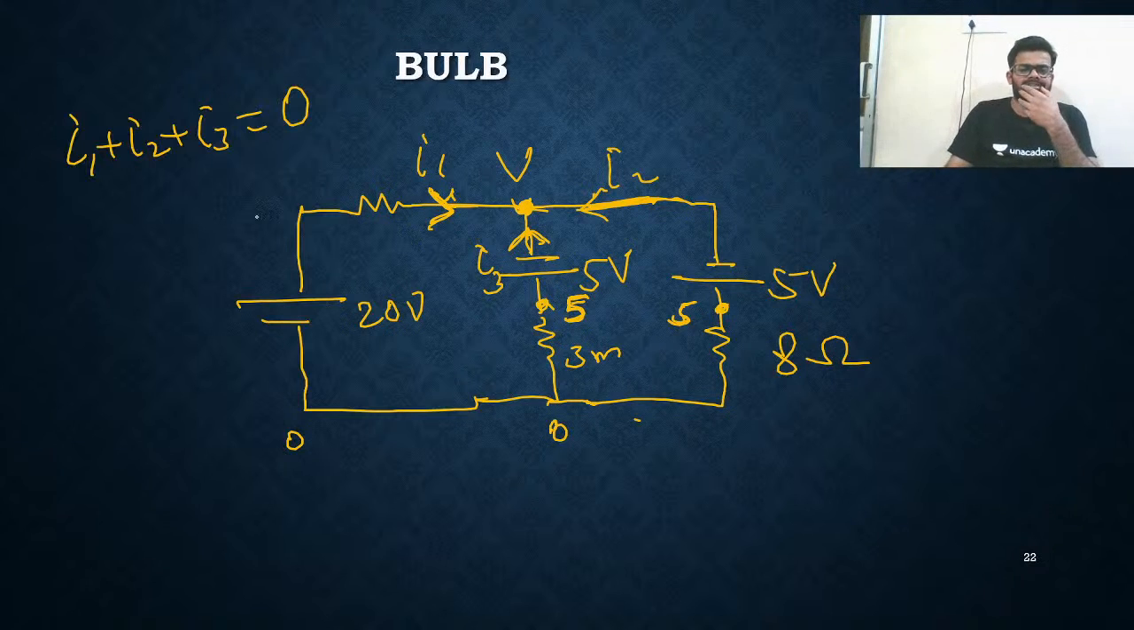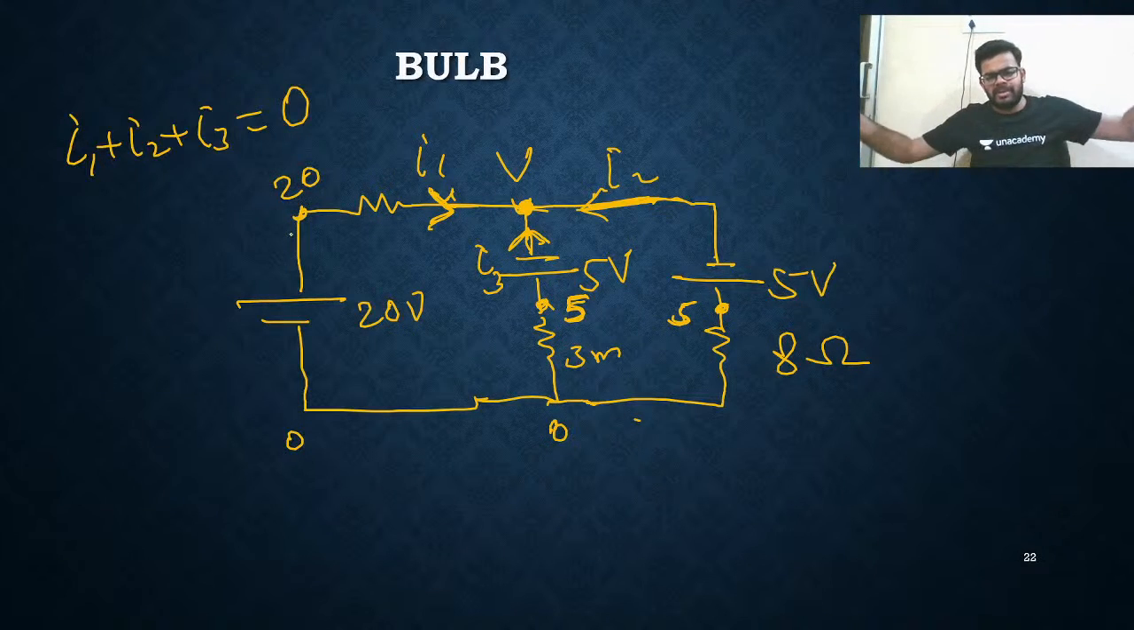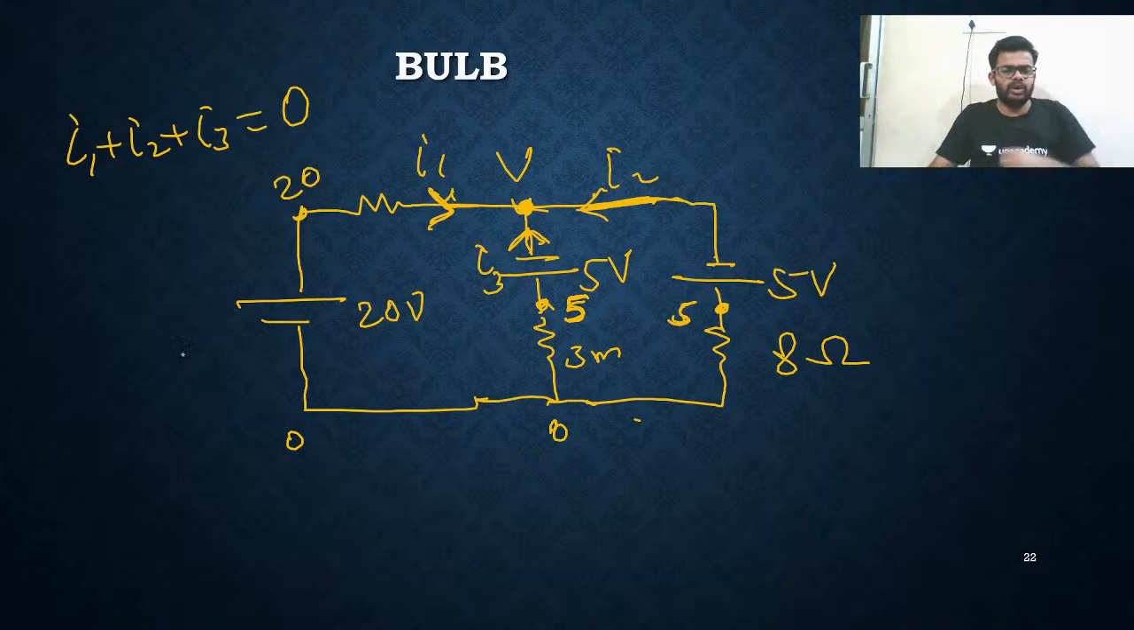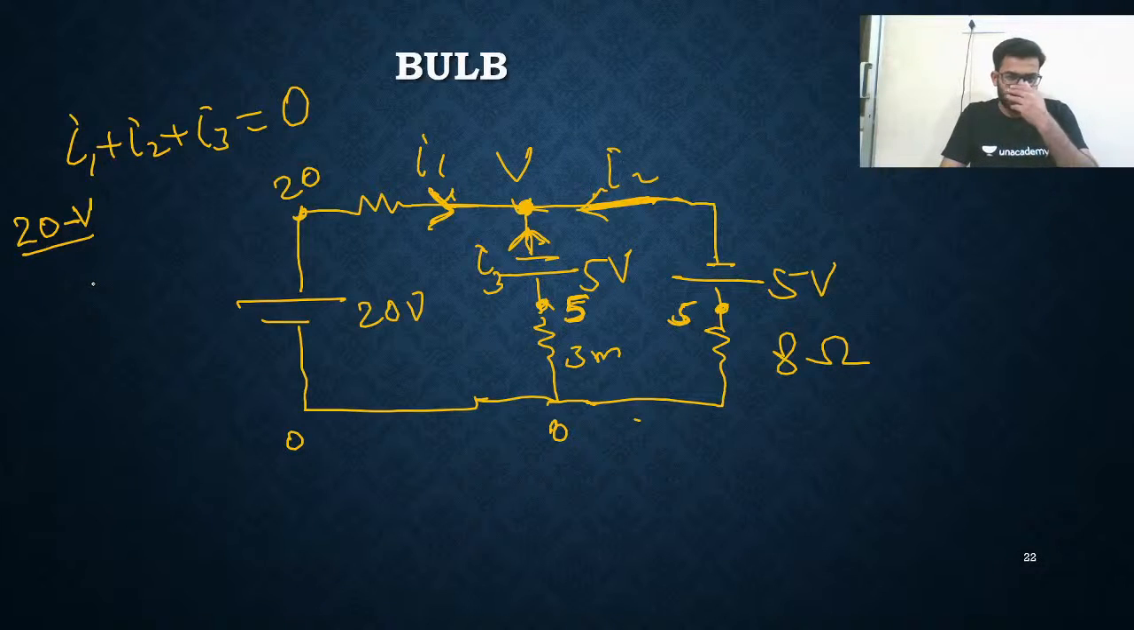Now let us solve it. You know the potential across the resistance divided by R is the current. So here is 20, and current is coming towards the junction. Current always flows from high to low potential. So 20 minus V divided by the resistance, and this resistance is 3 ohm, so you write 3.